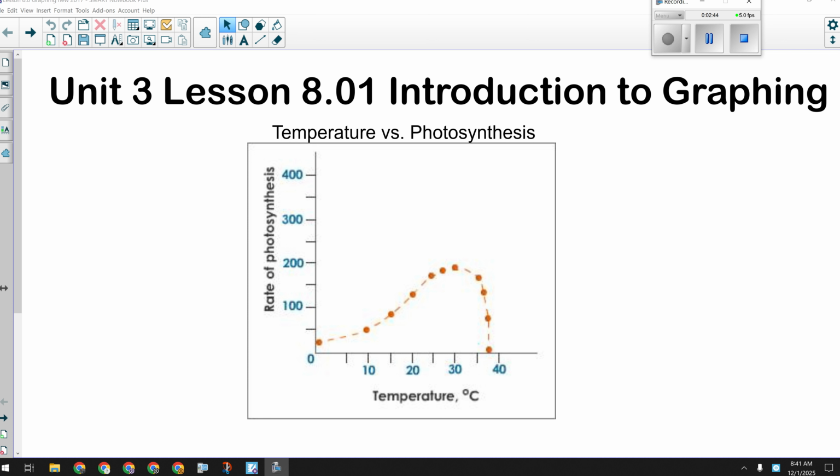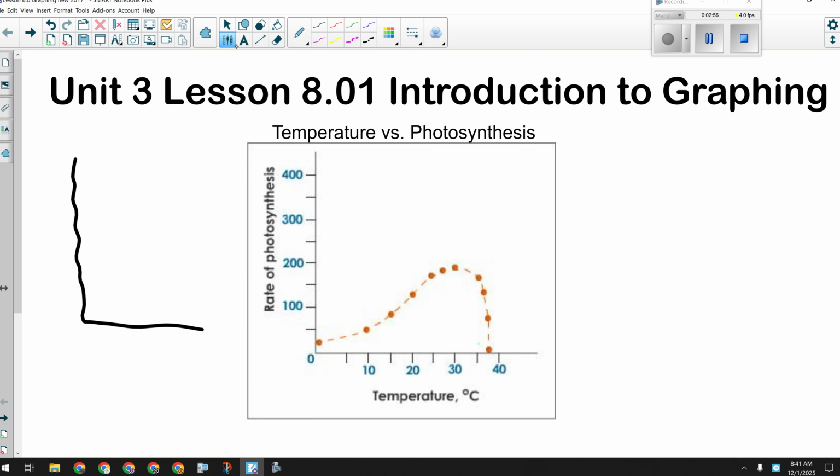So that's the purpose of a graph: to give you a quick visual reference as to what happened in an experiment between the manipulated and responding variables. What if I had an experiment where my graph went like this? What kind of relationship is that? So on the x-axis, let's say it's the same thing. Let's say it's temperature and rate of photosynthesis.